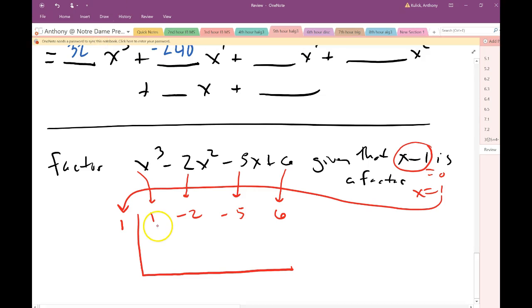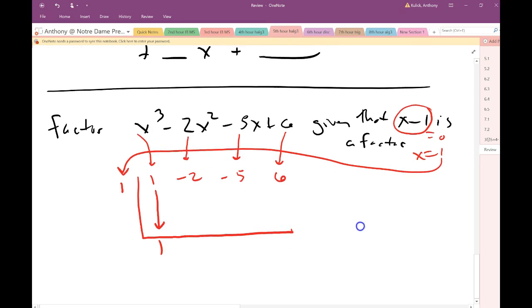All right, now I'm ready to start my synthetic division. So the first step is just bringing that first number down. And I do 1 times 1, and I write it under the negative 2. And then I add down, and I do 1 times negative 1. I write it under the negative 5, and I add down, and I do 1 times negative 6, write it under the 6, and add down.